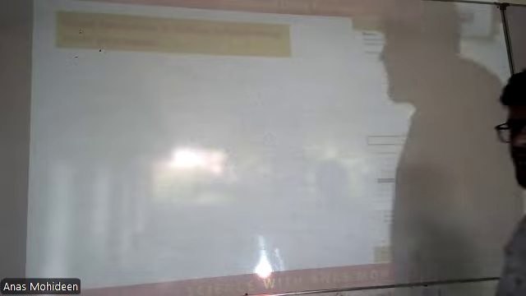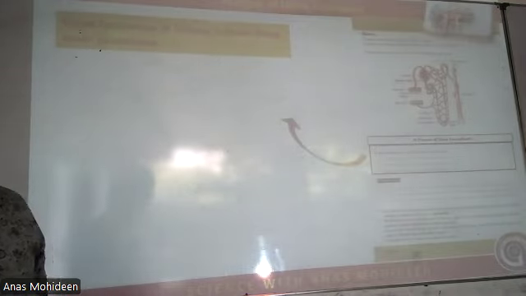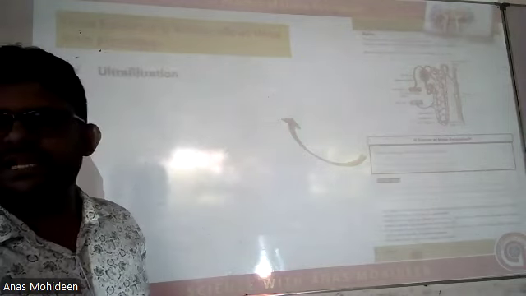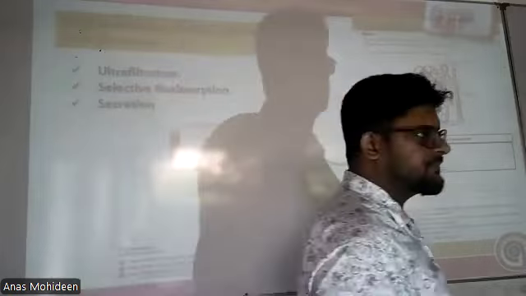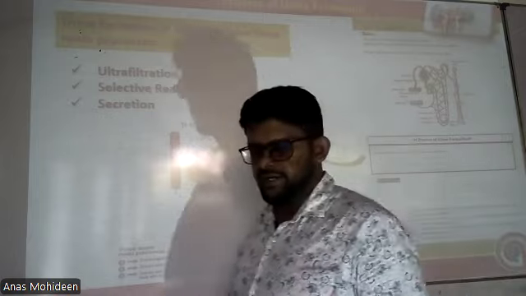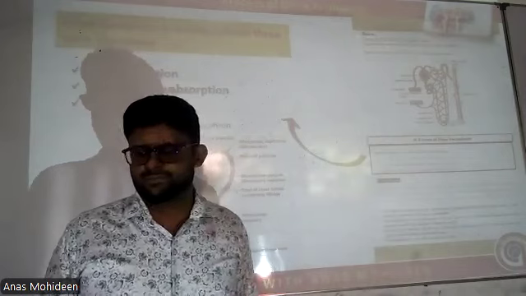Urine formation in the kidney follows three main processes. What are they? Can you remember? Ultrafiltration, selective reabsorption, and secretion. Can you write that? Ultrafiltration, selective reabsorption, secretion.